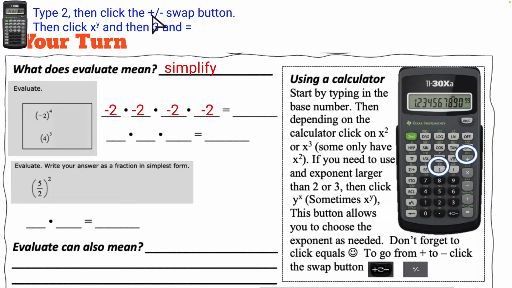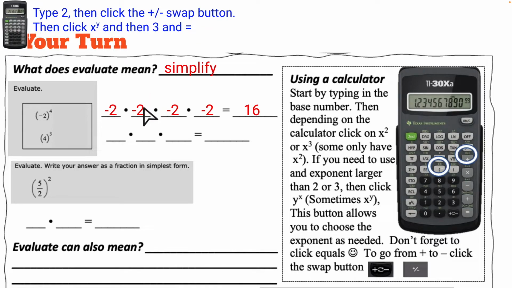And then we have to click that XY or YX button. Remember, they're the same thing. Because we're going to do a 4. Oh, darn it. That says 3. That should say 4. We don't have an exponent of 3. We have an exponent of 4. So we're going to click that XY button, and then we're going to click 4 and equals. Because then it knows to multiply -2 times itself 4 times.